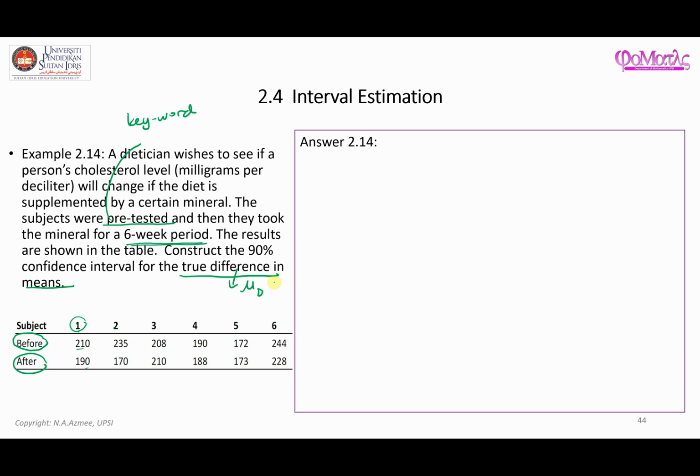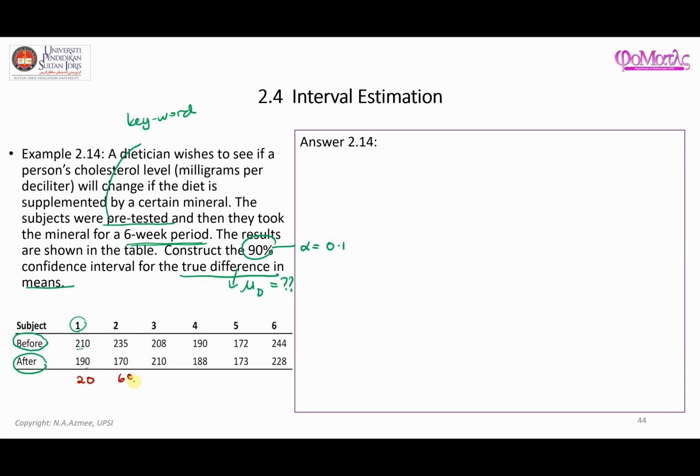We are interested in finding the interval estimation for mu d, and the 90% confidence interval here indicates that alpha is going to be equal to 0.1. Because this is 0.9, alpha is 0.1. And as I said earlier, the starting point is getting the differences in the data set. So we find the difference of 210 minus 190, and the answer is 20.